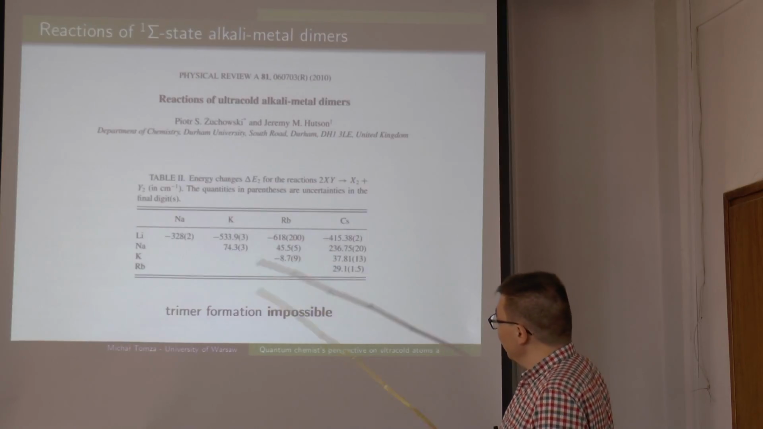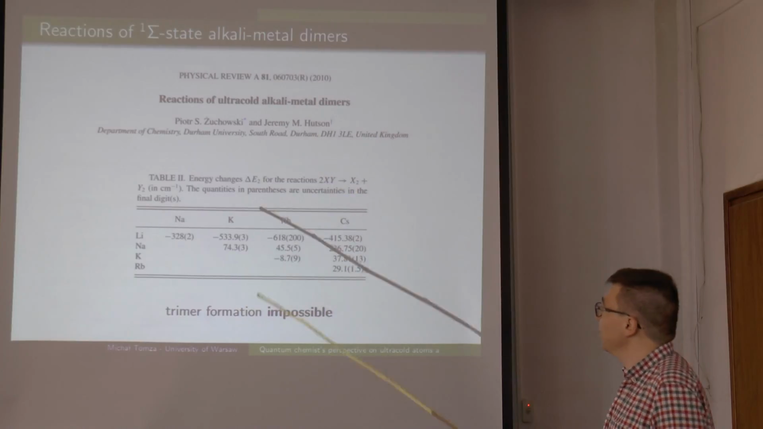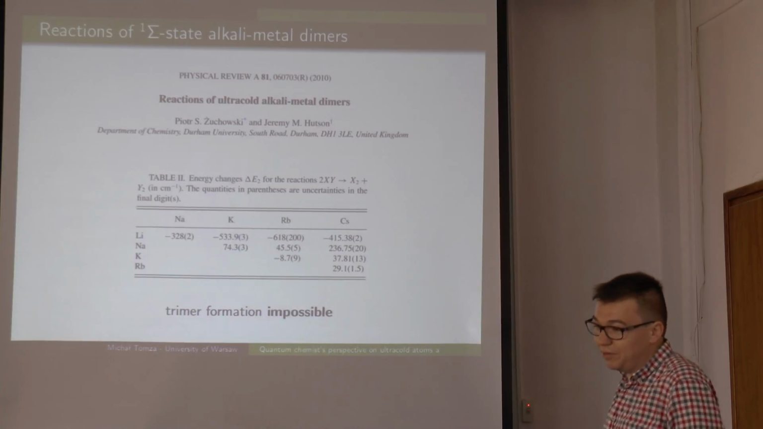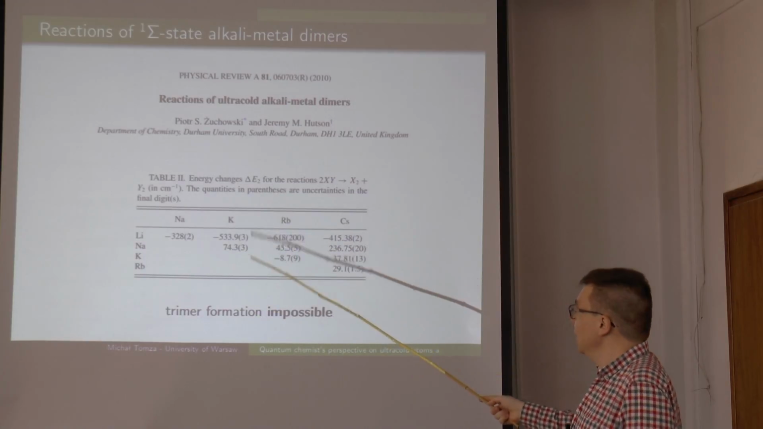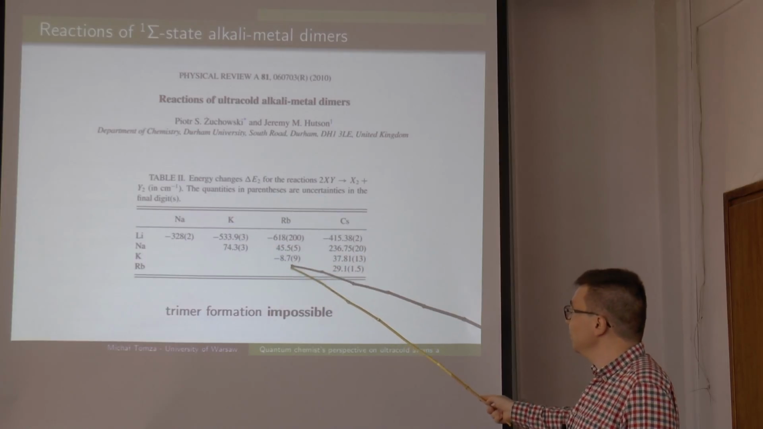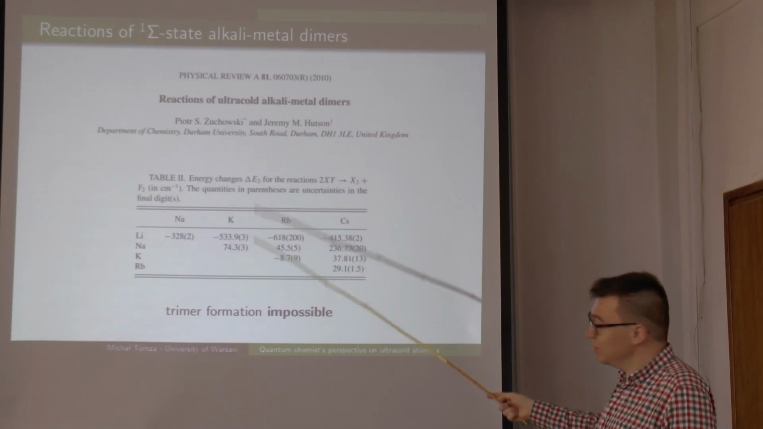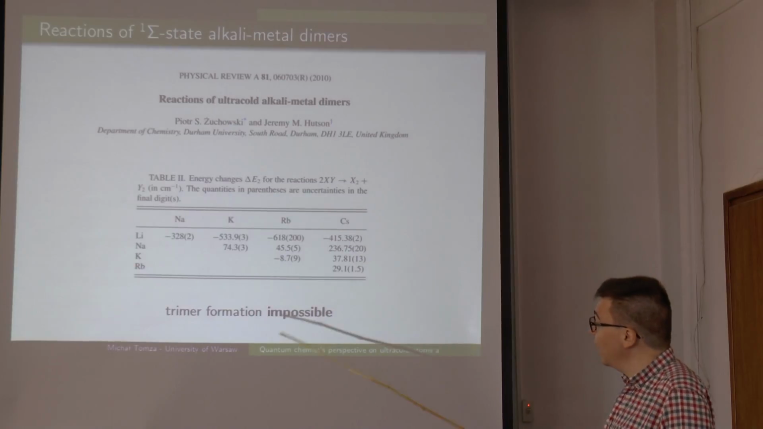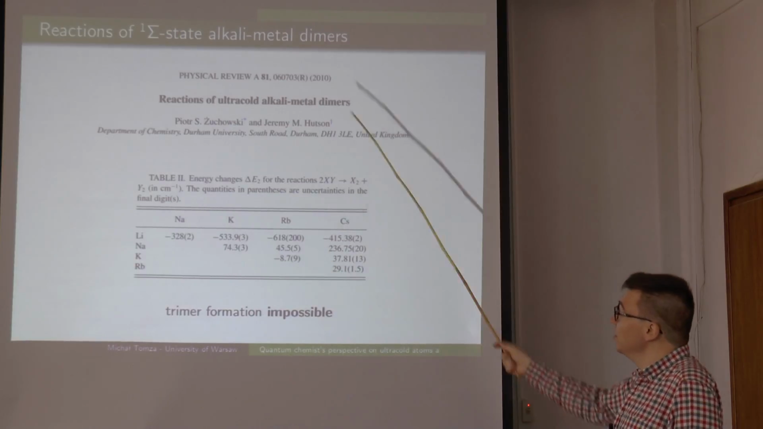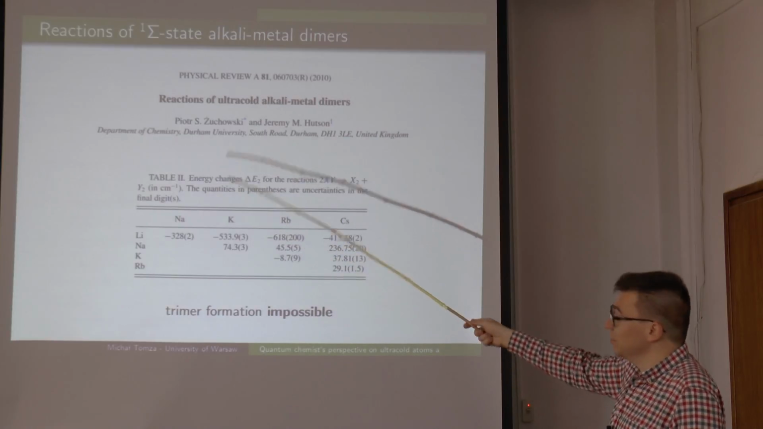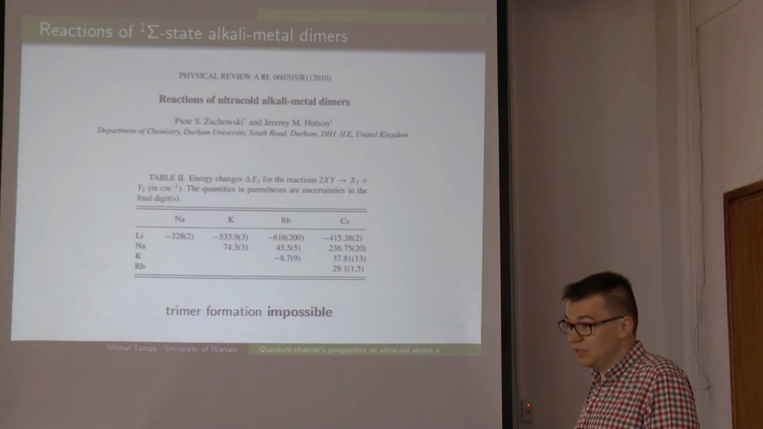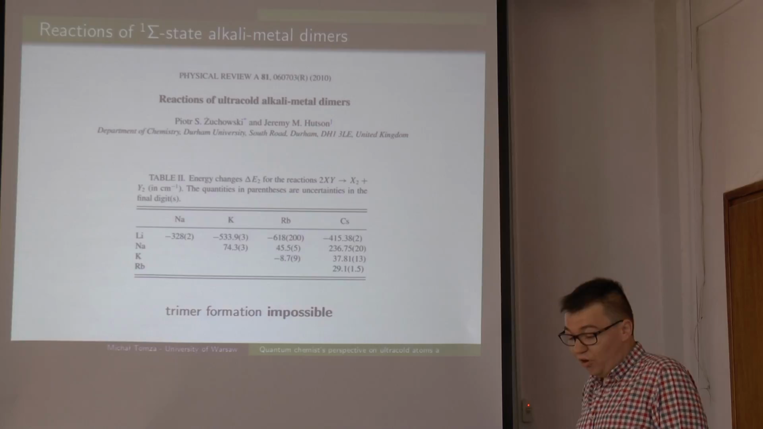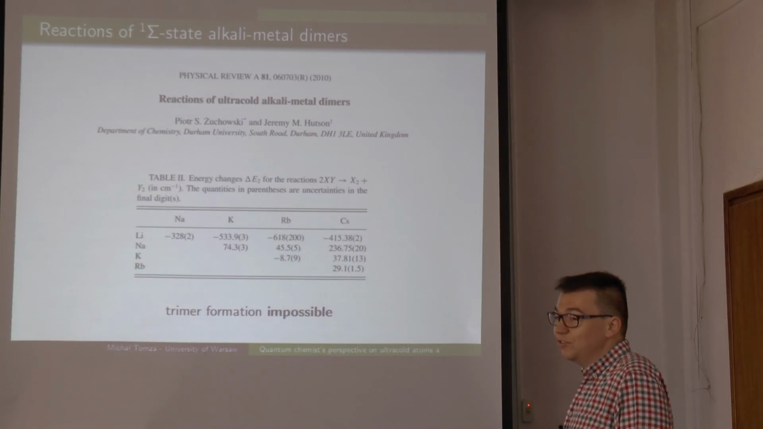A few years ago, Piotr Żuchowski with Jeremy Hudson looked at the energetics of the alkali dimers, because alkali atoms were the first used in these experiments. They found that in fact the potassium-rubidium molecule is the best among what can be done, because the energy release is the smallest among the dimers where the reaction is possible. These are wave numbers, so it's a few kelvins up to a few hundred kelvins. Okay, so this is the best system, but it's still not the one that we want.